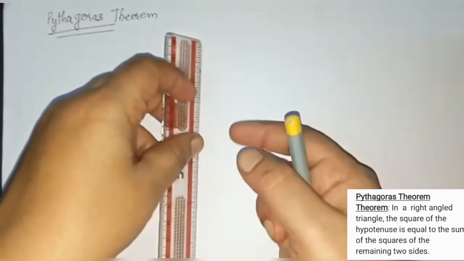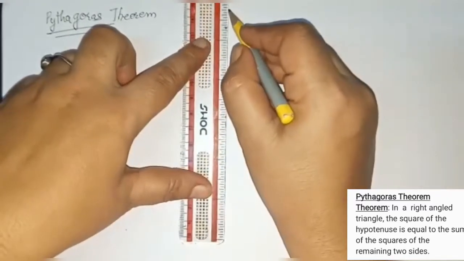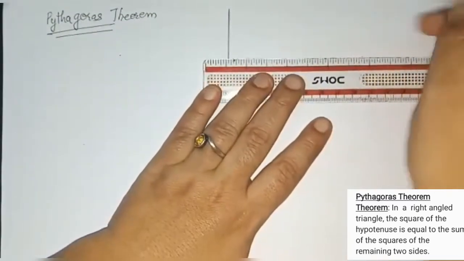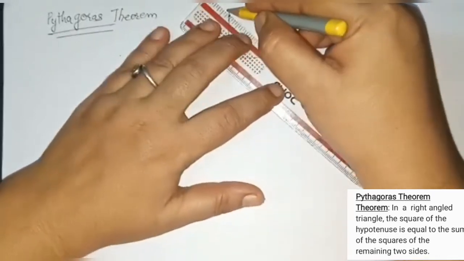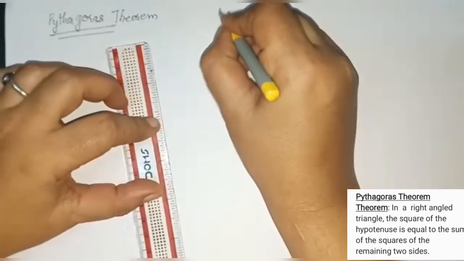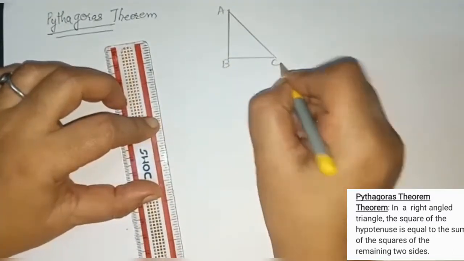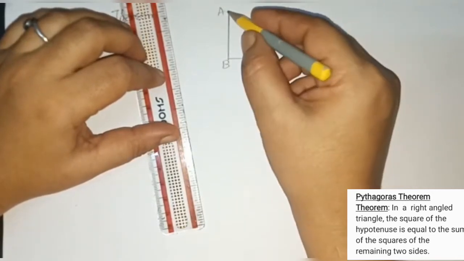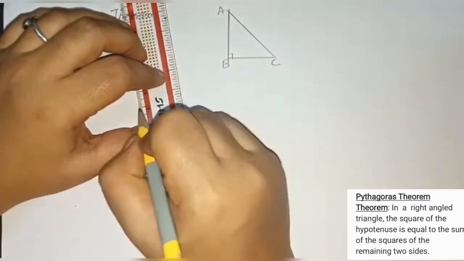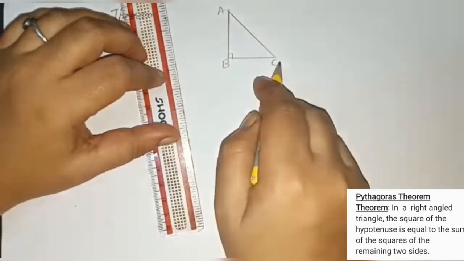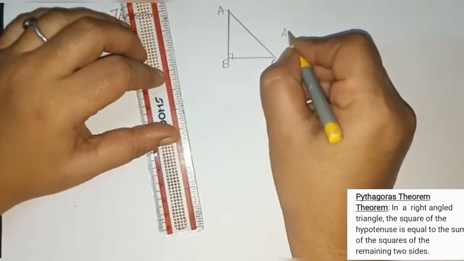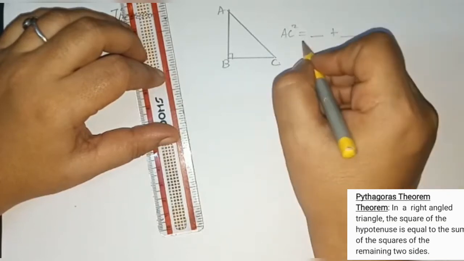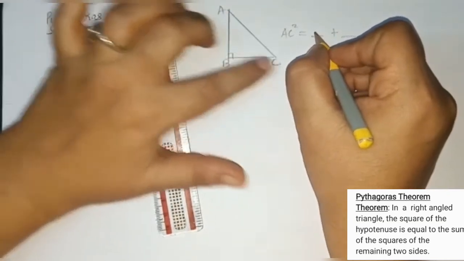So for this, first we have to draw a right angled triangle, because what is the theorem? That in a right angled triangle. So let us draw a right angled triangle first. So this is our right angled triangle, ABC. Okay, and angle B is 90 degrees. So according to the theorem, the square of the hypotenuse, that is AC square, is equal to the sum of the squares of the remaining two sides.